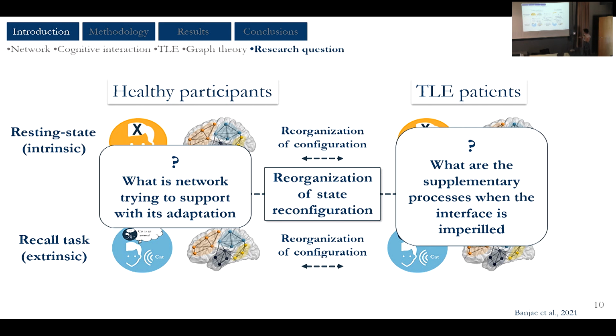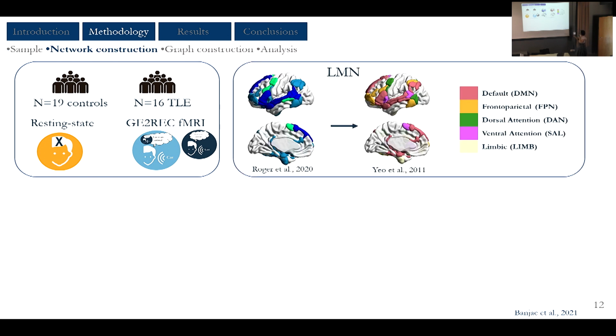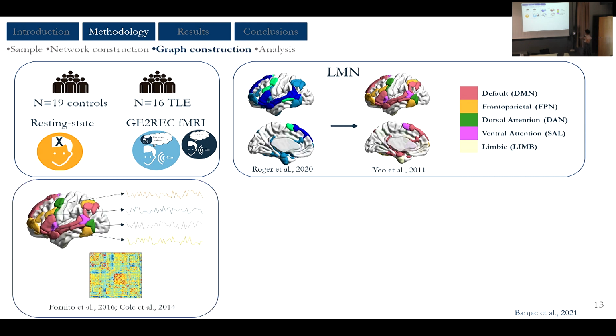To do this, we used graph theory. We were specifically focusing on modularity. So we had 19 control participants and 60 temporal lobe epilepsy patients doing a resting state as a measure of intrinsic activity and a recall task as a measure of extrinsic activity. We defined our joint language and memory network previously based on 2 meta-analyses, and then we translated them into the space of wide resting state networks.